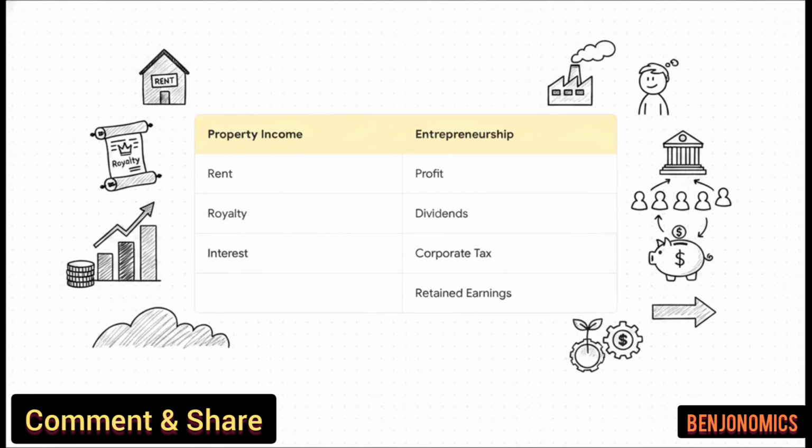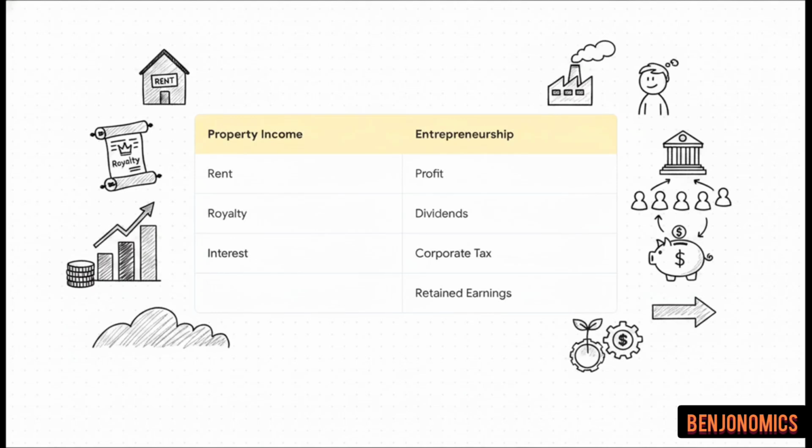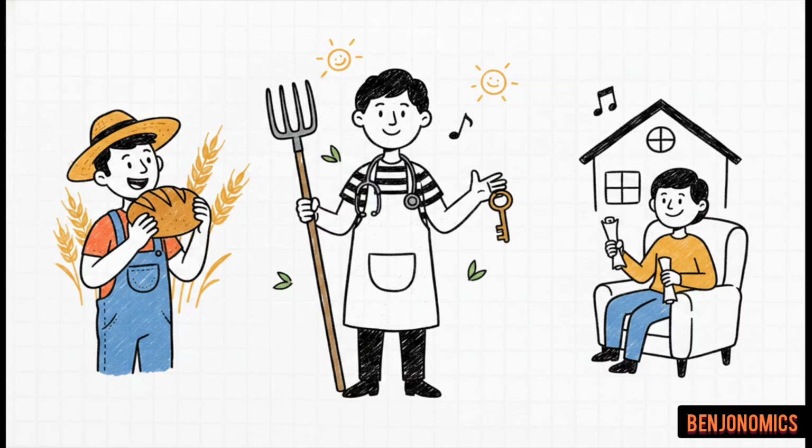entrepreneurship. If you're the one actually running the business, you earn profits. But remember, that profit gets sliced up too into dividends paid out to shareholders, corporate tax paid to the government, and retained earnings, which is the money kept in the bank for future business growth. But what happens when you act as both the producer and the supplier at the exact same time? That brings us to mixed income.